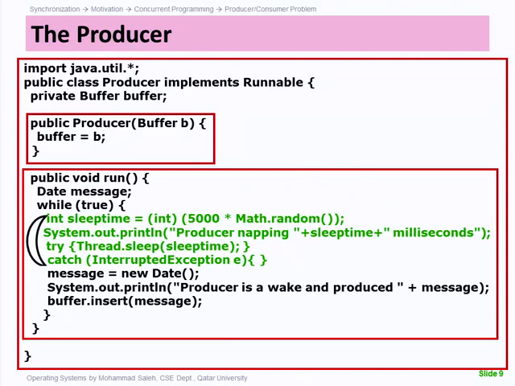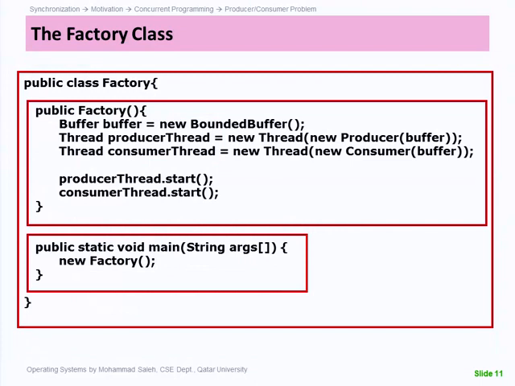Look at the constructor. It receives an object of type interface buffer. A bounded buffer object or unbounded buffer object, both are of type buffer. So this is a good thing about this implementation. Now, in the main class, what you need to do is basically to create an object of buffer.